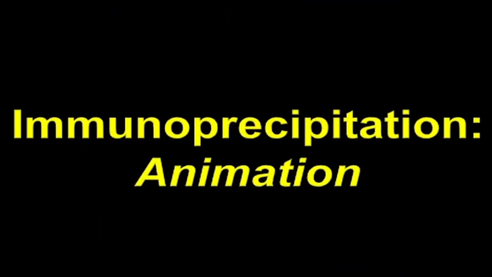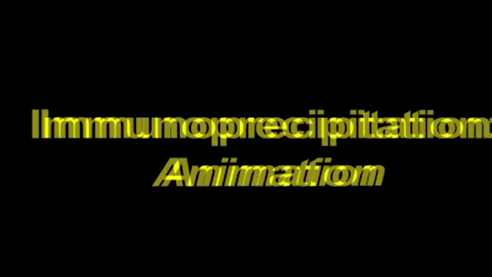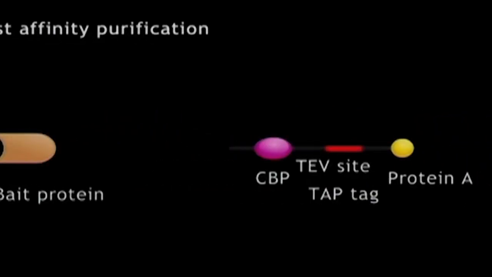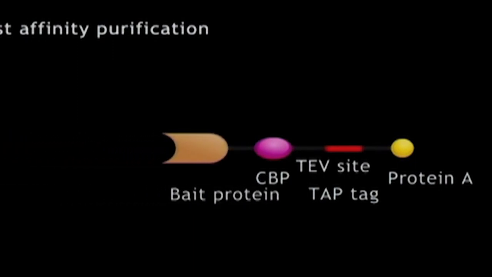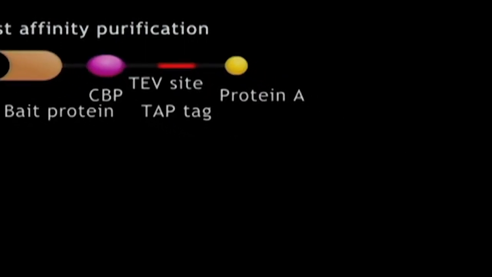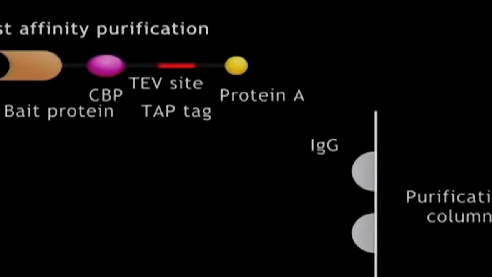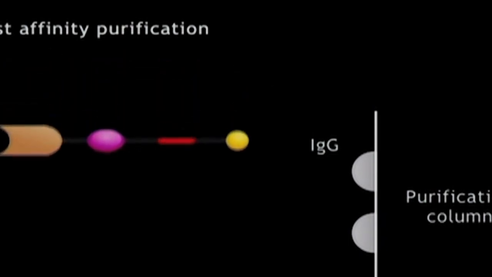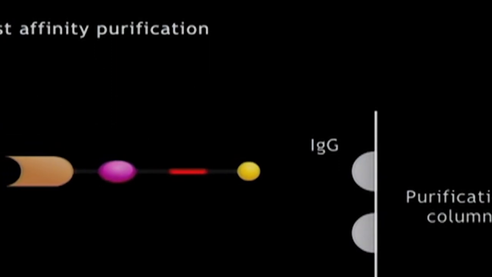So, let us go through this animation where we can go over the steps involved in the immunoprecipitation method in more detail. In immunoprecipitation, the protein of interest is fused with a TAP tag which contains a calmodulin binding peptide, a TEV cleavage site and protein A. Depending upon the proteins to be studied, this tag can be modified. The tag is then bound to the column through affinity interactions between protein A and IgG.